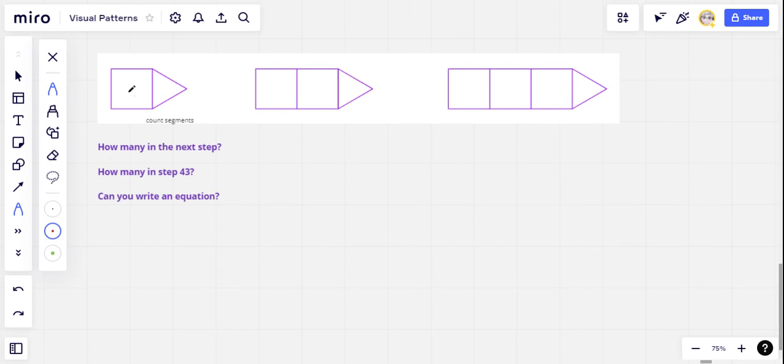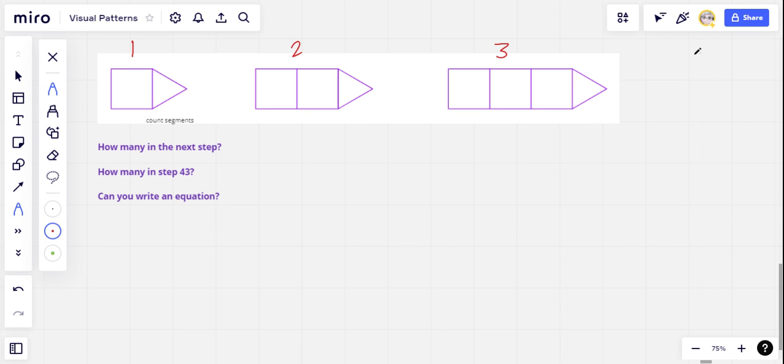Hello, everybody. We've got another visual pattern challenge for you. Here is step one, here is step two, and here is step three of our pattern. And you can see it looks like some squares and triangles in each step. And we're not actually supposed to count the squares and triangles. We're supposed to count the number of line segments.